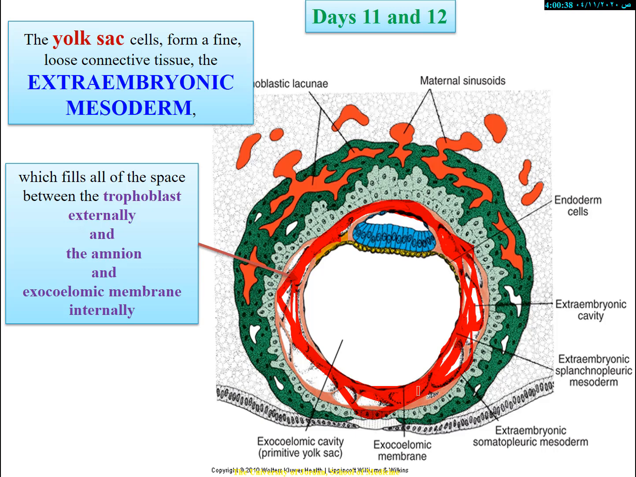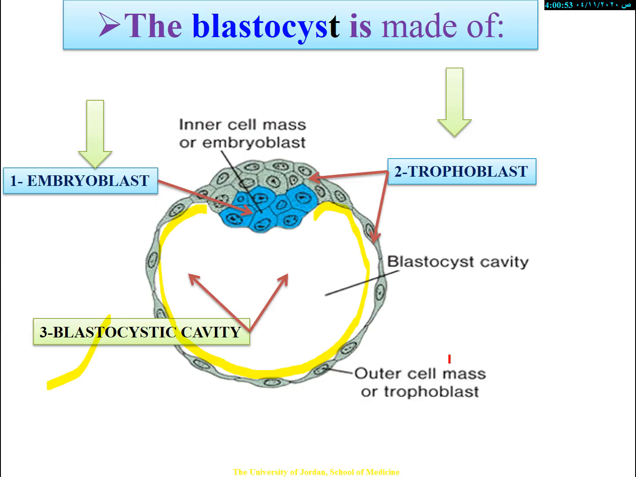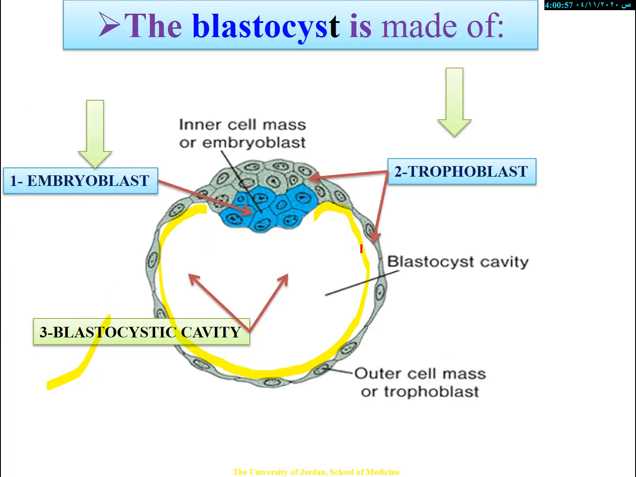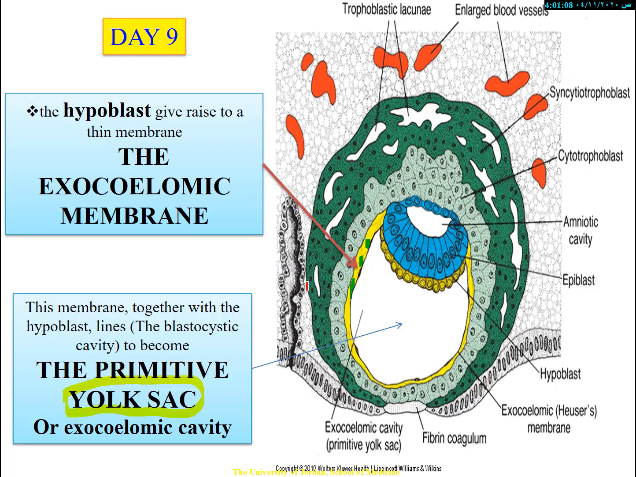Now, let me just take you through what's going on here. It's easy, but you need to just keep focused. We had here the blastocystic cavity. The epiblast gives cells, the yellow cells here, and it becomes the primitive yolk sac.